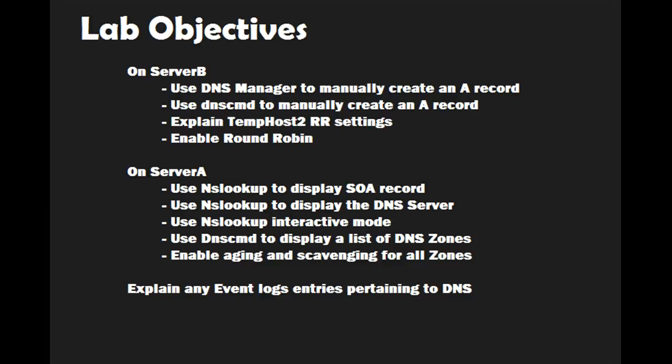We'll enable round robin. And then on server A, we'll use NSLookup to display the start of authority record. We'll use NSLookup to display the DNS server. We'll use NSLookup interactive mode, and then we'll use the DNS command to display a list of DNS zones along with enabling the aging and scavenging for all of the zones on server A. And then we'll explain any event log entries pertaining to the DNS.